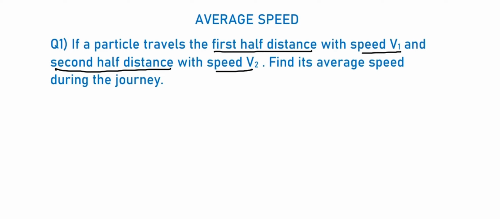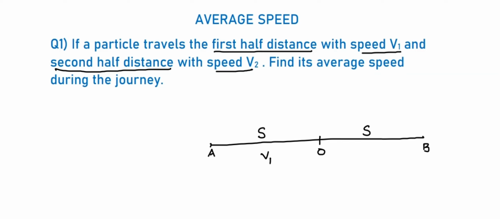We can imagine this situation as the total distance divided into two half parts. Suppose A, O and B. A to O distance is S, O to B also S. Now this S distance is traveled with the speed v1. Next, for OB, the speed of the particle is v2.